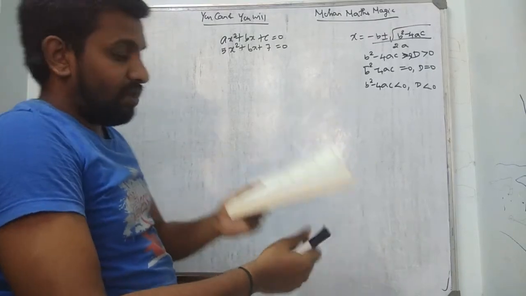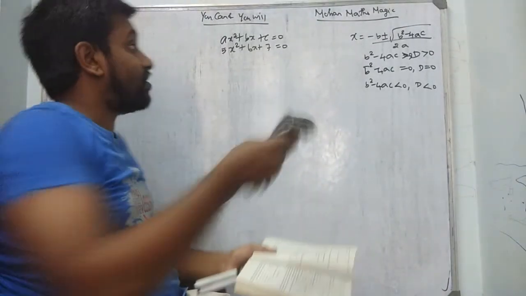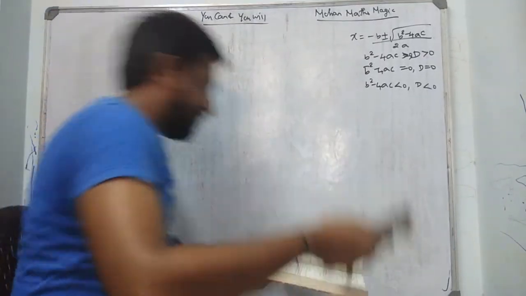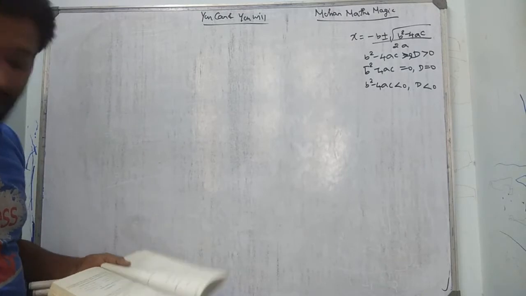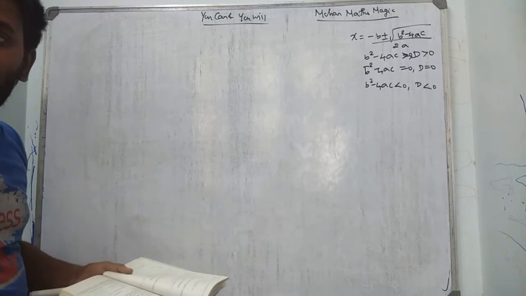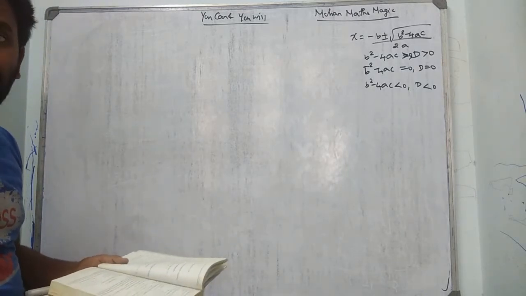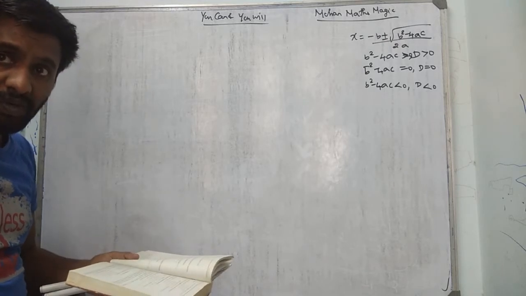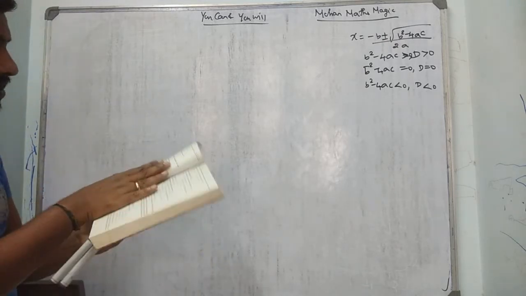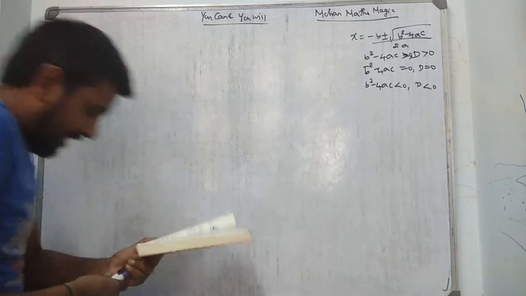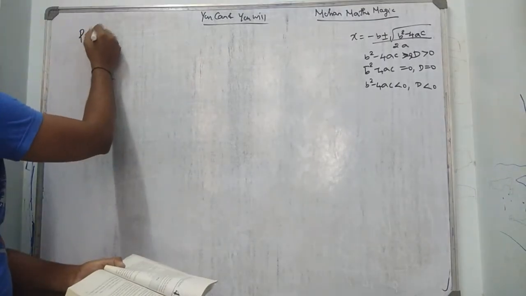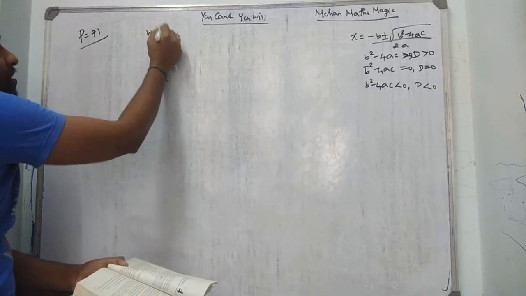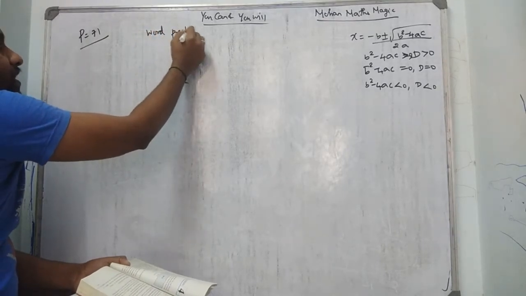Okay, now we'll move on to the word problems. Very important, quadratic equations word problems. The word problem starts with an example sum, and your job is to follow the example sum. So the first one is based on exercise 4.1, quadratic equations, page number 71. Now I'm moving on to page number 71. The topic is word problems for the quadratic equations chapter.